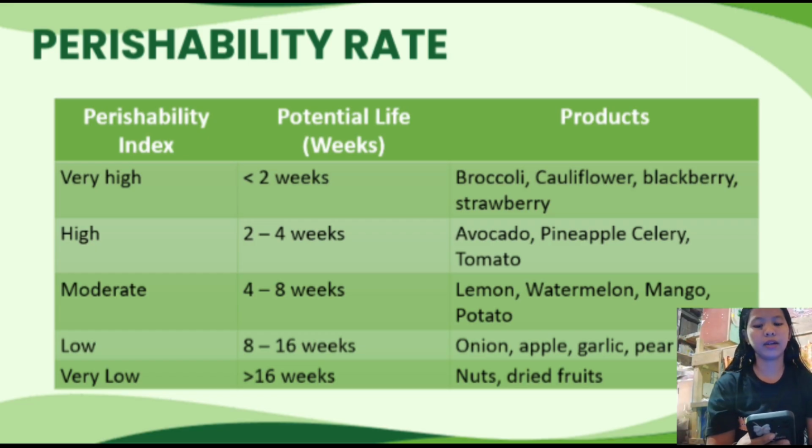So next we have the perishability rate. This tells us how fast our products can spoil and how long they can last. So we have here the very high. These last less than 2 weeks, like broccoli and strawberries.